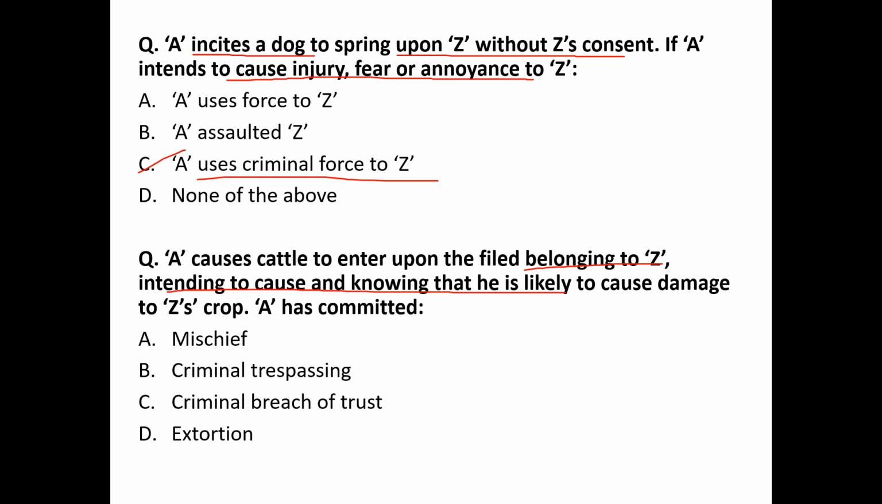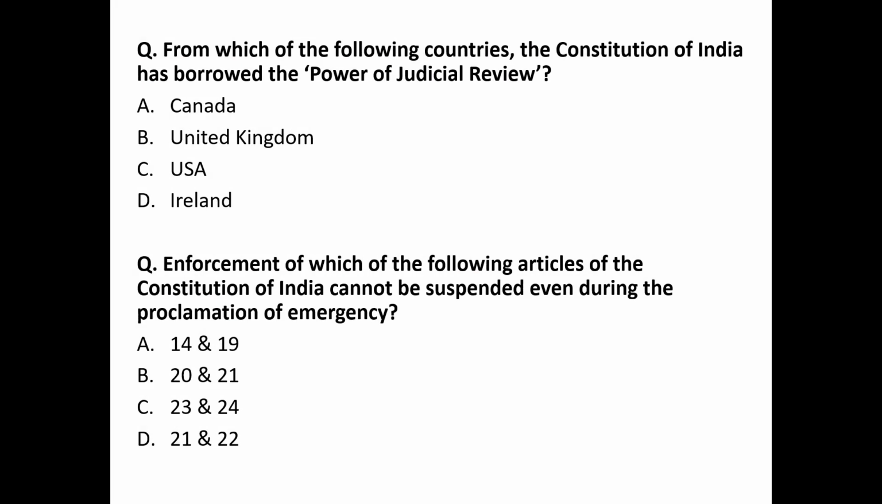that he is likely to cause damage to Z's crop. A has committed mischief. Option A. Next question. From which of the following countries the Constitution of India has borrowed the power of judicial review? It's option C, USA. Next question. Enforcement of which of the following articles of the Constitution of India cannot be suspended even during the proclamation of emergency? It's option B, Article 20 and 21.